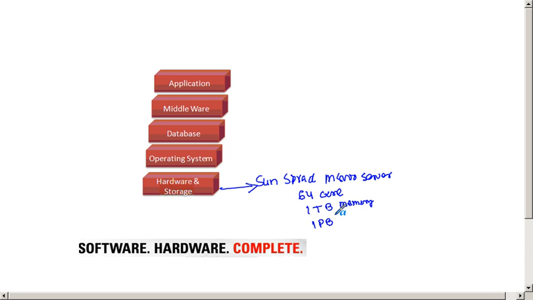So after you get hardware, you need an operating system, right? For the operating system, there are two types of operating system that Oracle sells. One is Oracle Linux, which we call Oracle Enterprise Linux, and then Oracle Solaris.